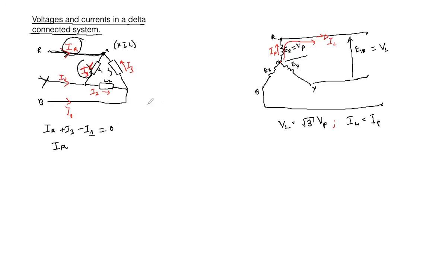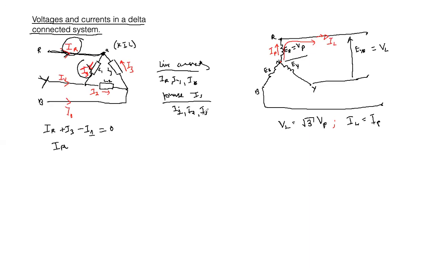All right, so our line currents, that's IR, IY, and IB. Okay. In our phase currents, that's I1, I2, and I3. These are our phase currents.